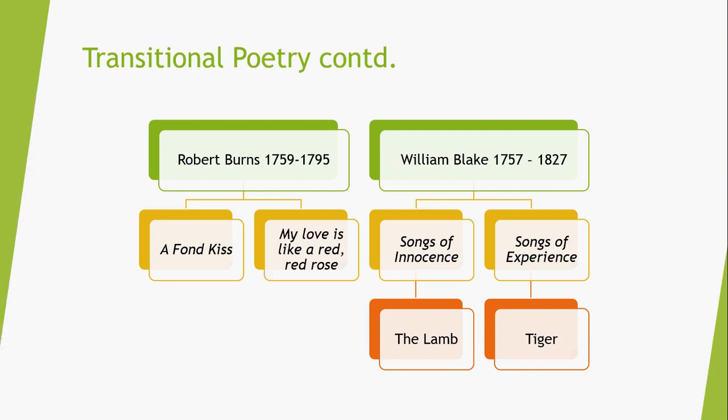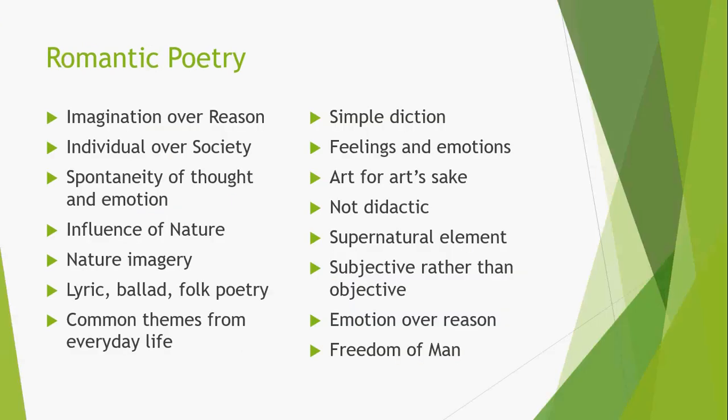And then we have William Blake, a very, very important poet belonging to the age of transition. His two major works are the Songs of Innocence and the Songs of Experience. One example from the Songs of Innocence is the Lamb, and one example from the Songs of Experience is the Tiger. If you study these two poems separately, one by one, you will understand what is the concept of innocence and what is the concept of experience that William Blake is trying to project.